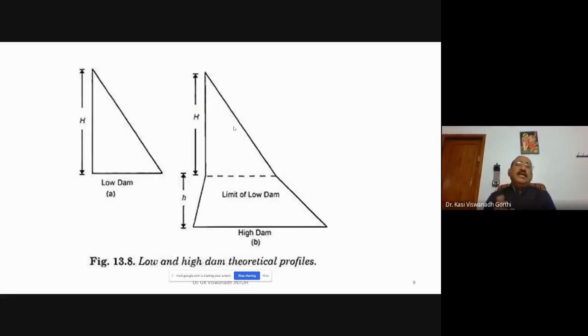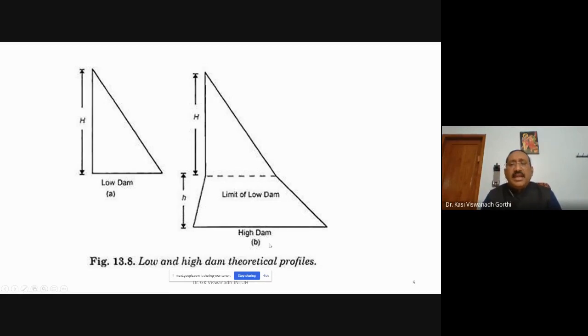Look at this figure to have a clear picture and distinction between the low dam and a high dam. So a low dam with an elementary profile, if you see, is a simple triangular section which is provided. So this simple triangular section may not be sufficient to resist all the forces which are coming onto the dam. In such a case, we provide an increased base width by providing a slope, and the height also is increased.